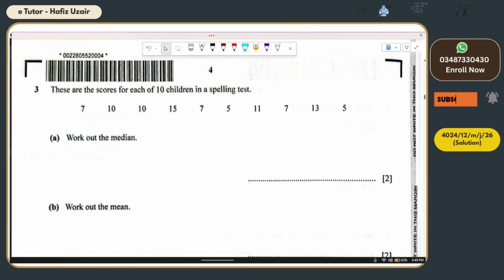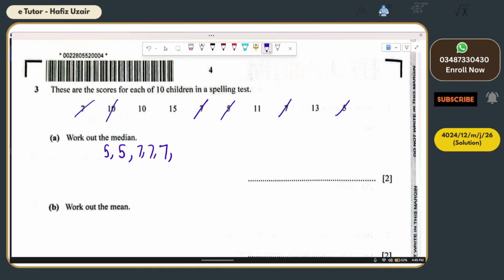Let's move to question number 3. In the first part, we need to find the median. To find the median, we first need to arrange the numbers in ascending or descending order. So let's do that. The smallest number over here is 5, and we have 5 two times, so we can write 5, 5. Then we have 7 three times: 7, 7, 7, and then we have 10 two times, so 10 and 10, and then we have 11, and then 13, and then 15.